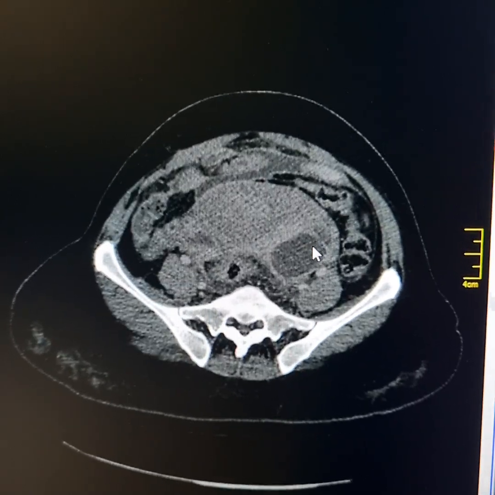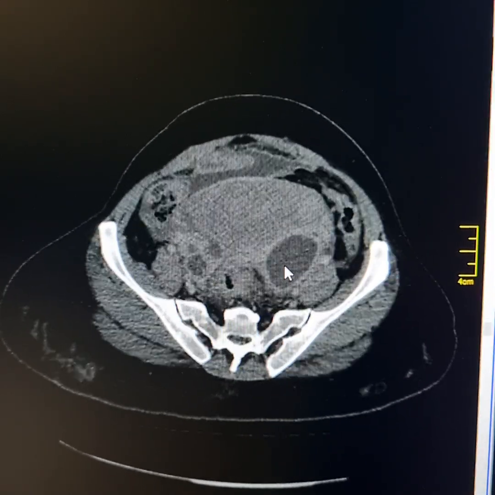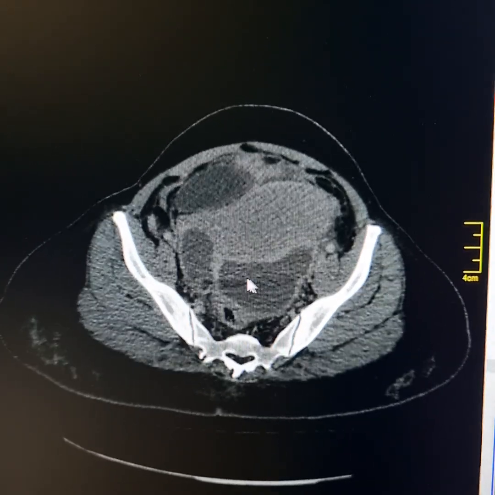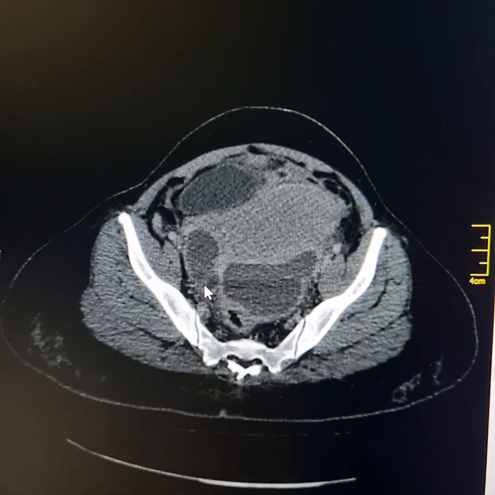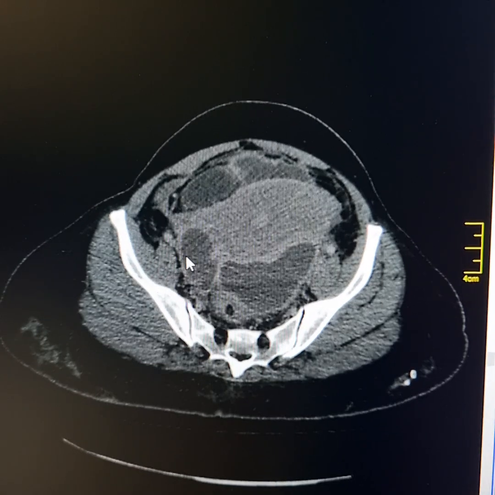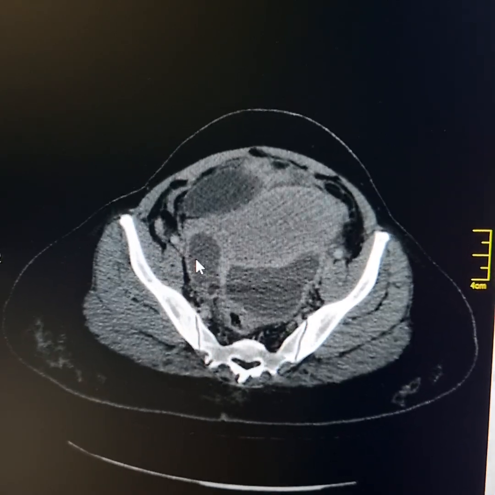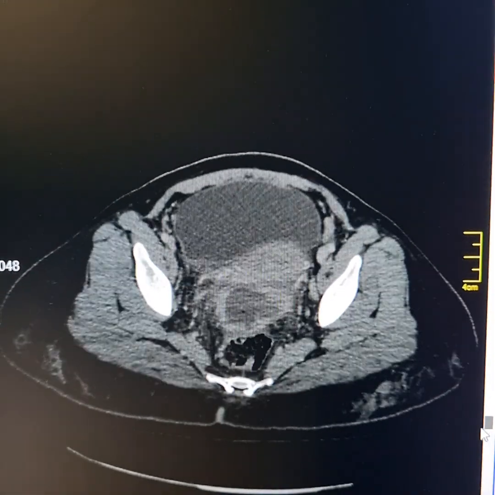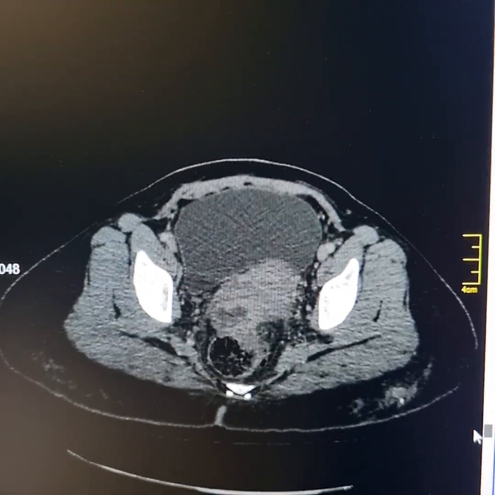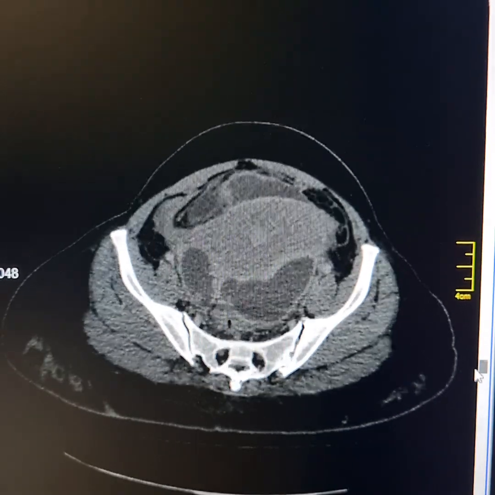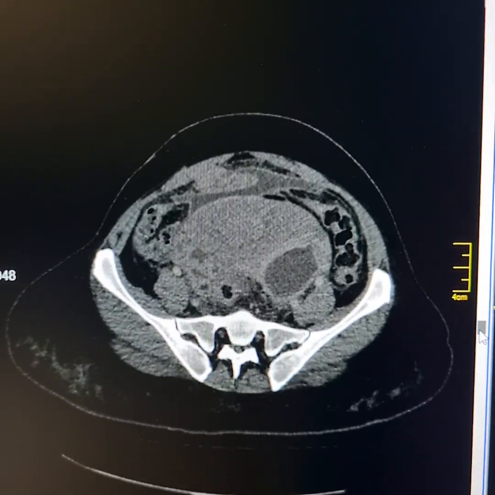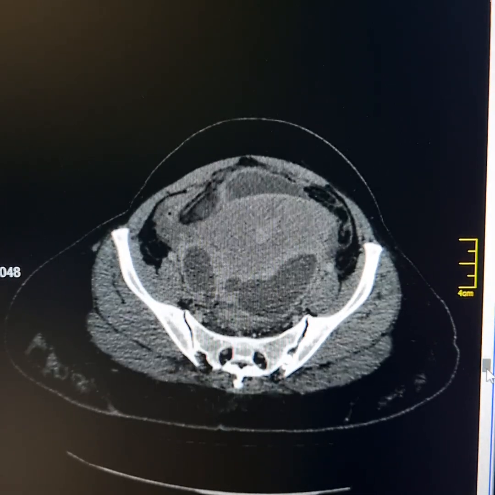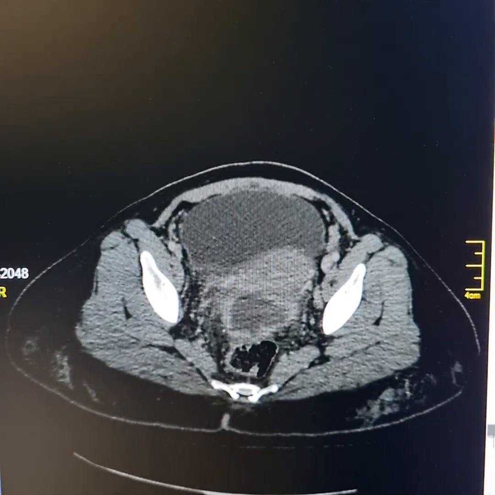Now this extends upwards on left side. When I scroll it down, it extends into the pouch of Douglas and it is connected with this collection here on right side. So the patient has developed an abscess in the pouch of Douglas extending along both the posterolateral surfaces of the uterus.